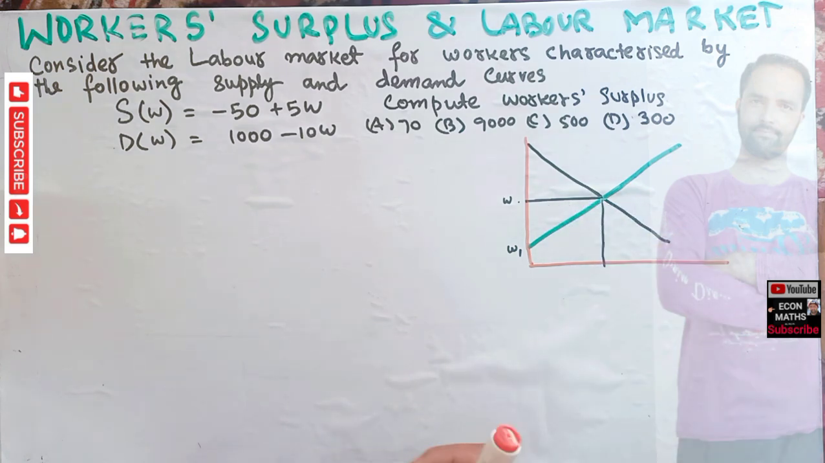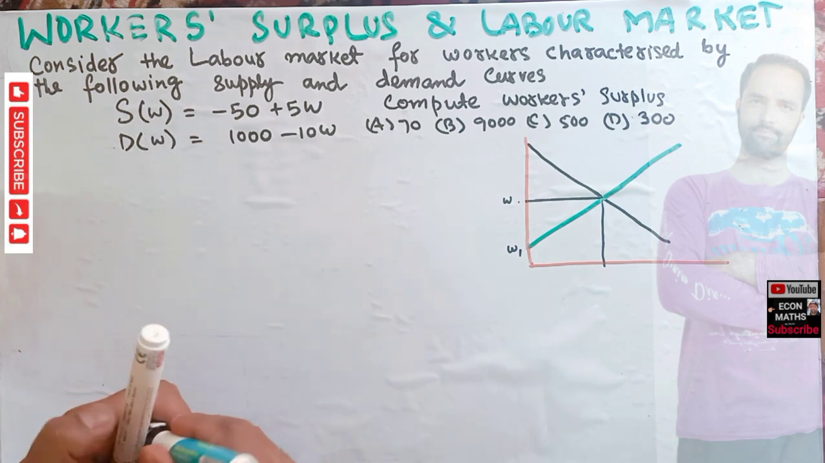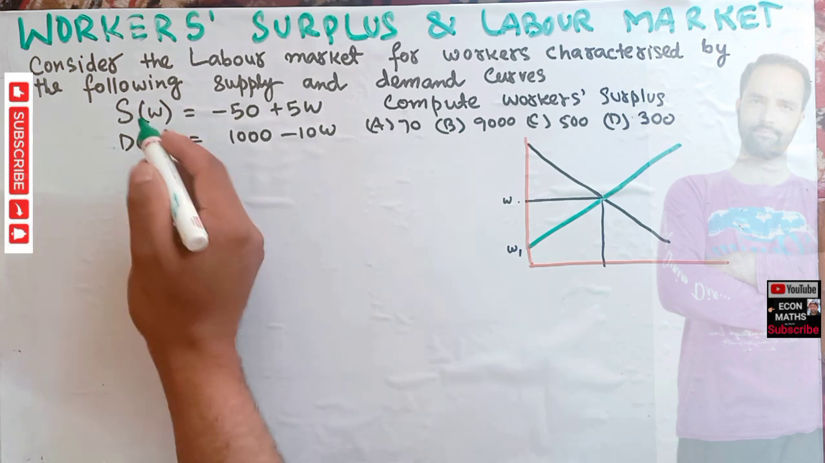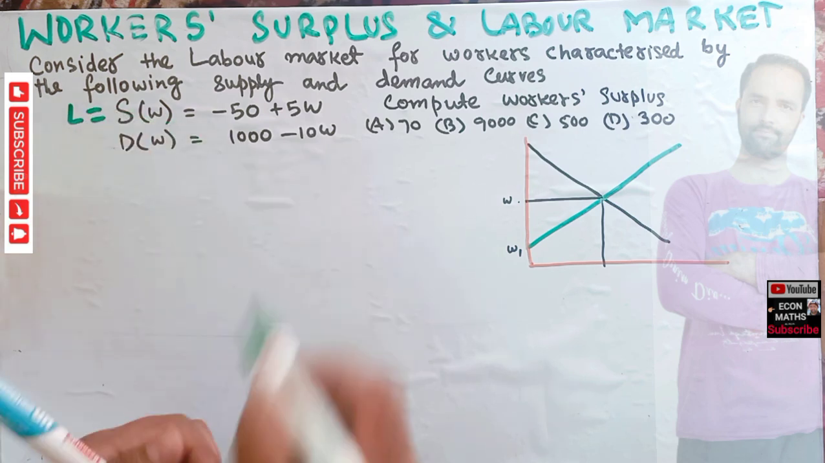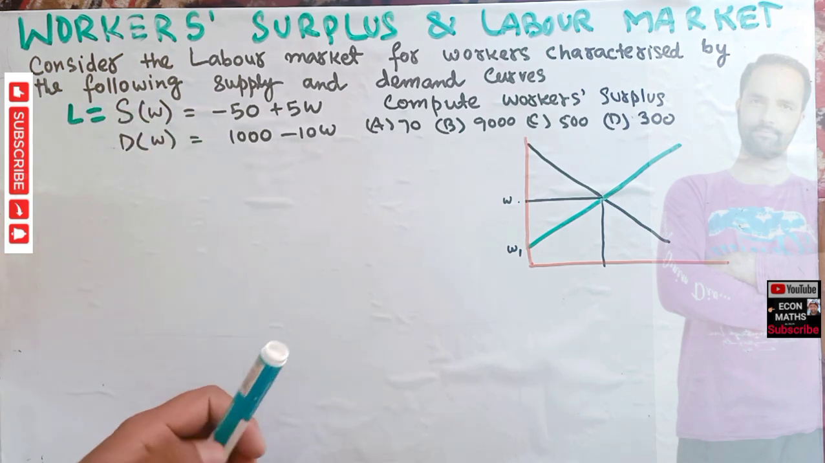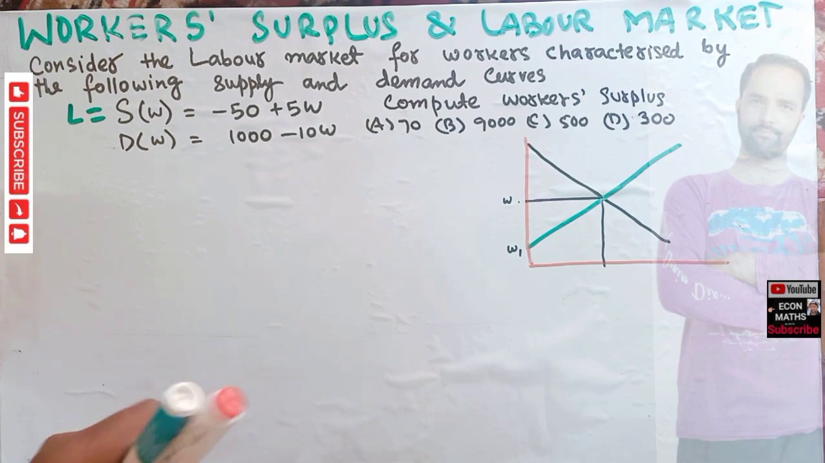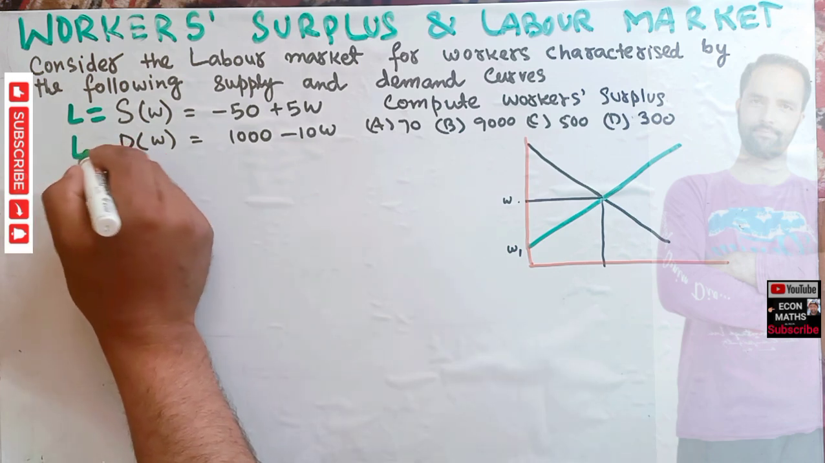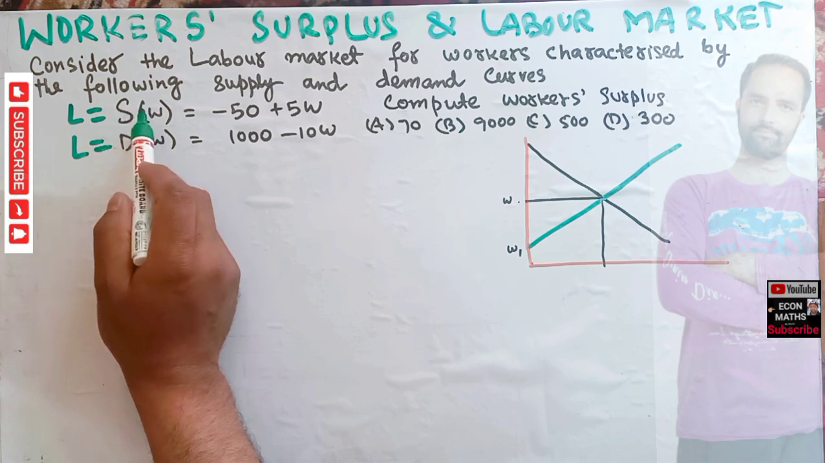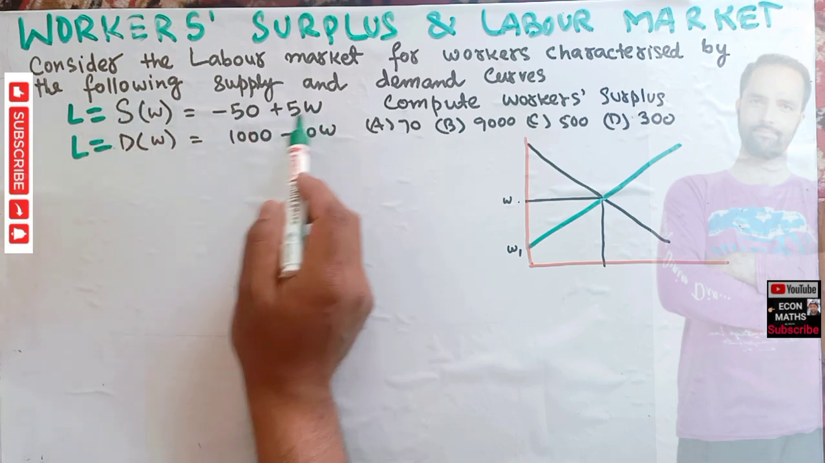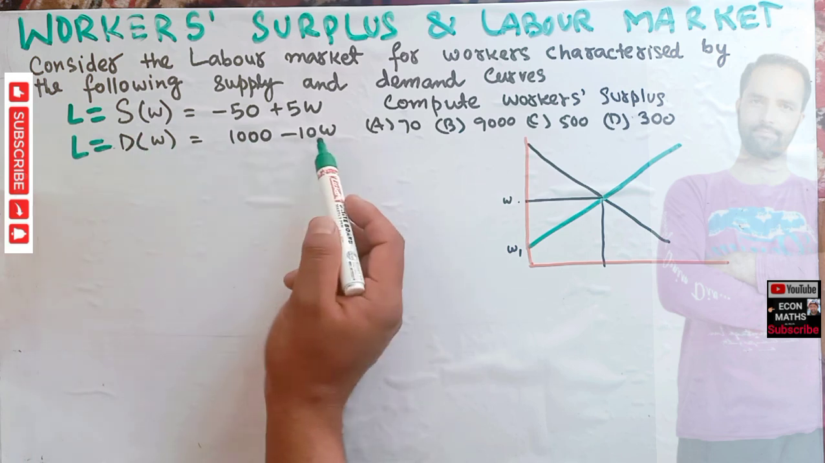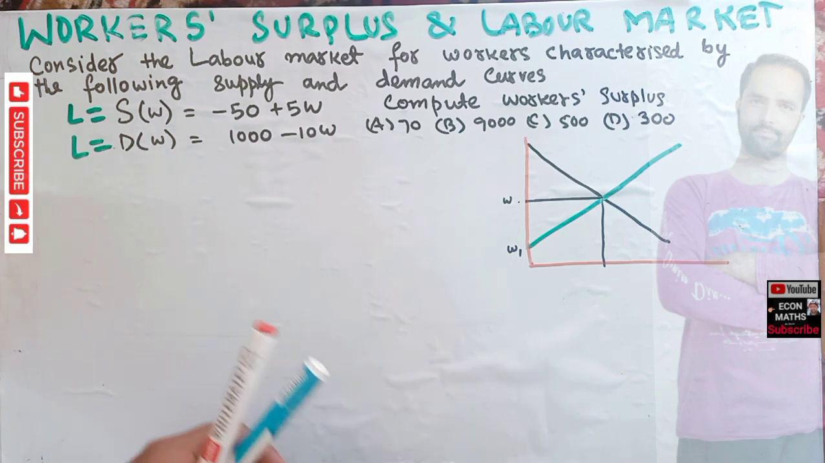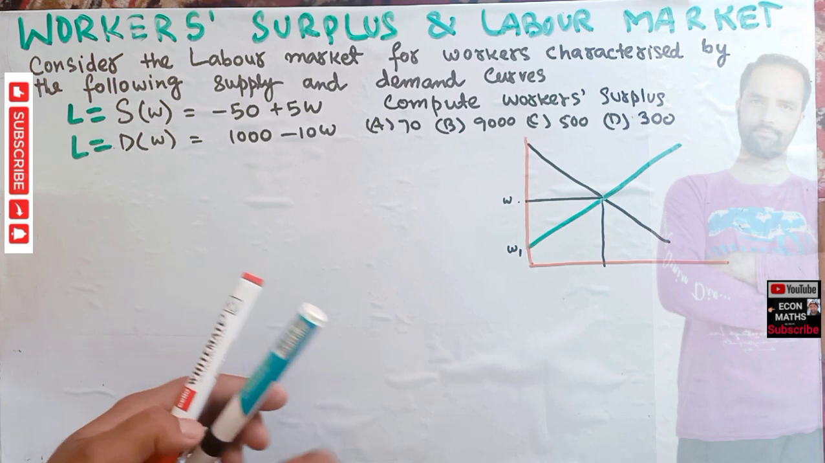Okay, so let's go to the question and see how to solve this. So we have the supply of labor, S(W), which I can write as L is equal to this. This means labor supply is a function of wage rate, and this also denotes labor demand is a function of wage rate. Okay, so let us solve them first.